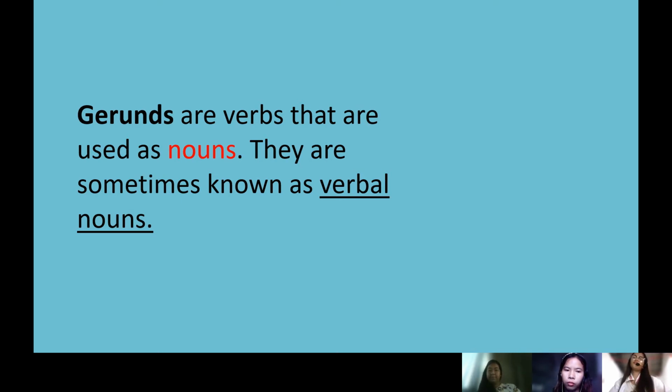Okay. So if earlier we talked about present participles, now we are going to talk about gerunds. Magkamukha sila actually kasi nga verb plus -ing, pero magkaiba sila ng function, because gerunds are working as nouns. That's why if you see a noun na nag-e-end sa -ing, or verb plus -ing, you call it a gerund. Or if it functions as a noun, we call it a verbal noun.